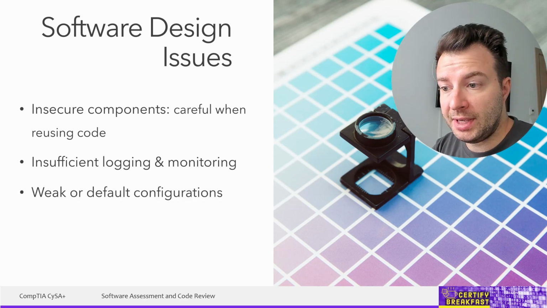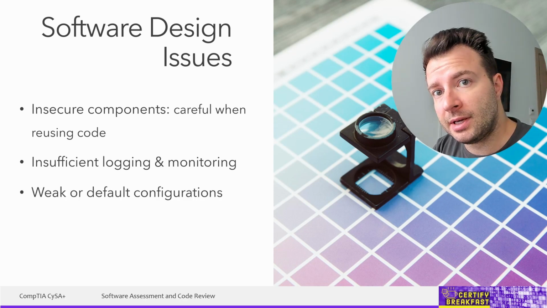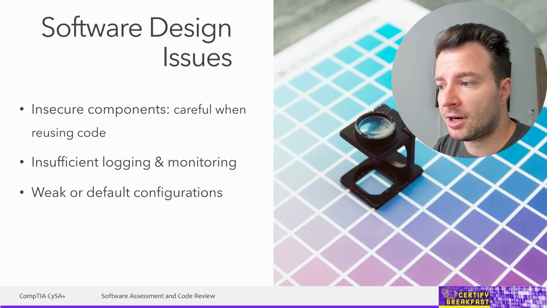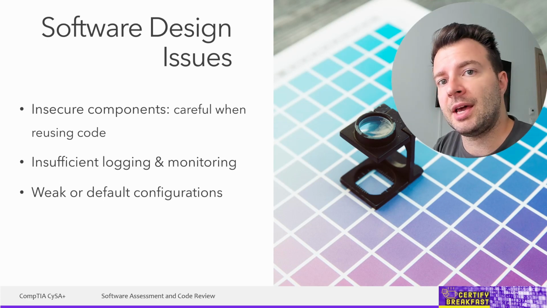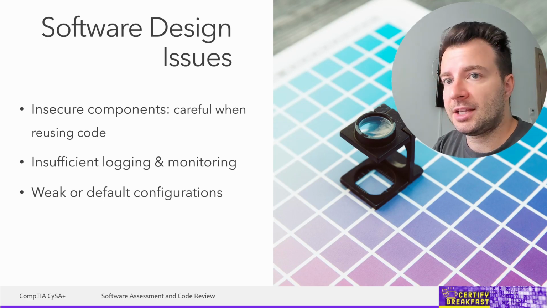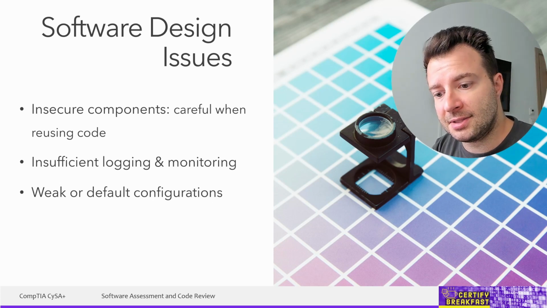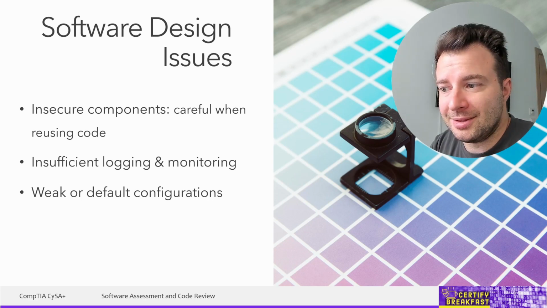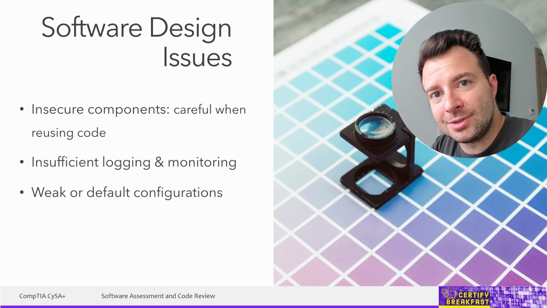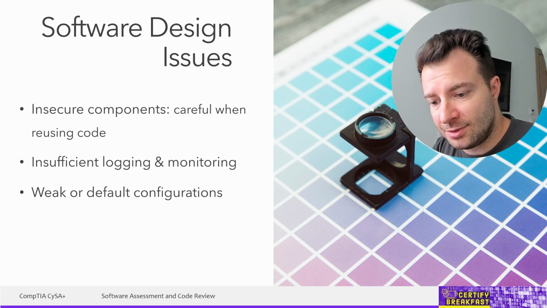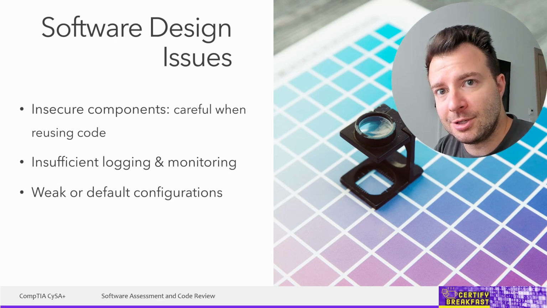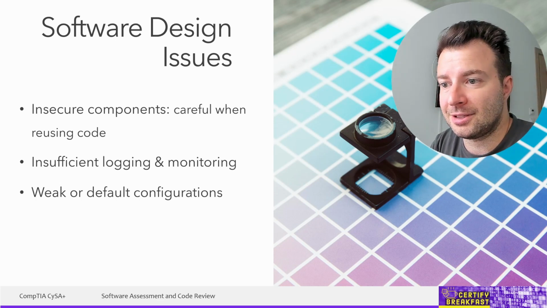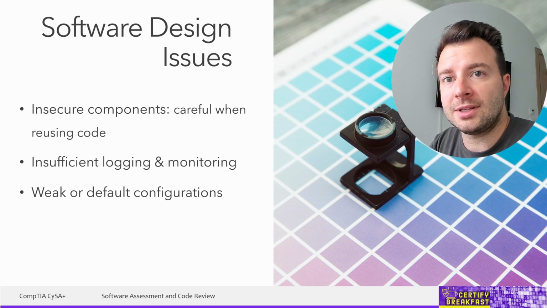Then we have weak or default configuration, and the main idea here is that regardless of how secure the code of an application is, if an admin or a privileged user decides accidentally to expose some sensitive information, well, that's a vulnerability that was introduced from the application's configuration. So somebody misconfigured the permissions in that application and accidentally exposed something that shouldn't have been visible.